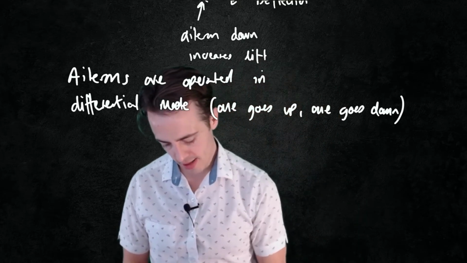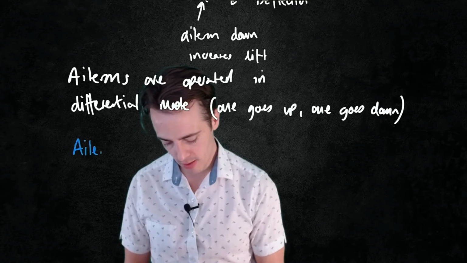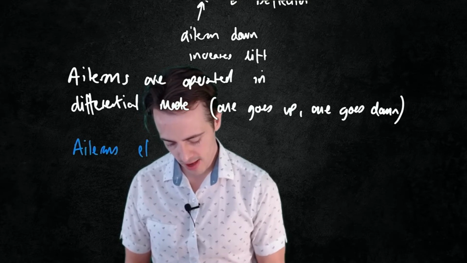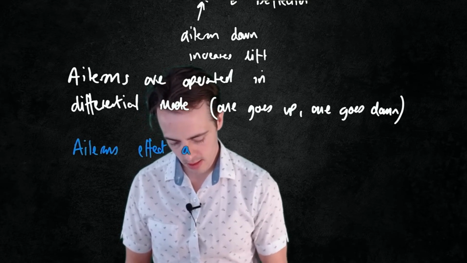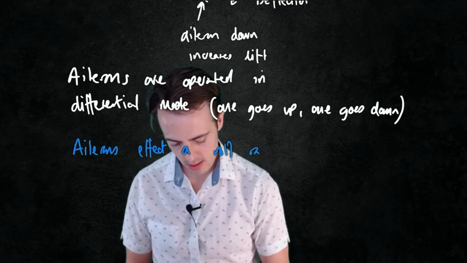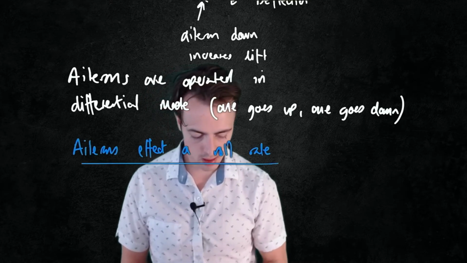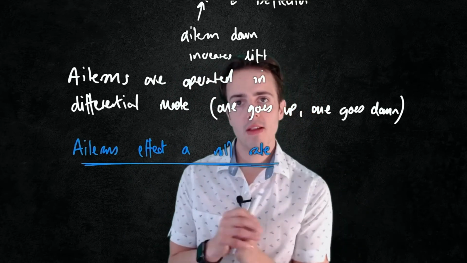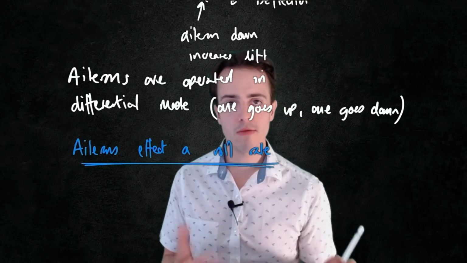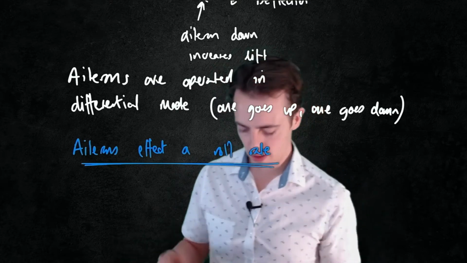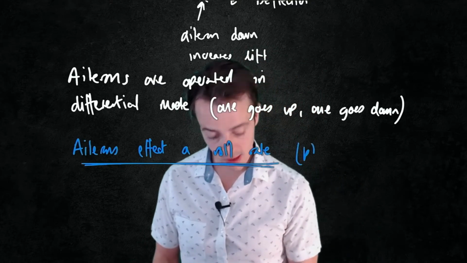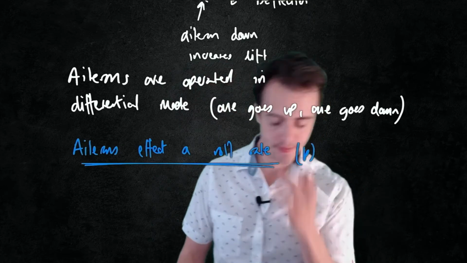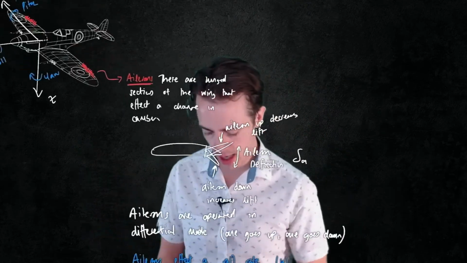Let's just write that down because that's important. Ailerons affect roll rate. Okay, so if you move the stick to the left, that's going to cause the aircraft to continuously roll to the left. Okay, it affects the roll rate, and just for your own learning, that's given the symbol P. Okay, so that's how the ailerons work.